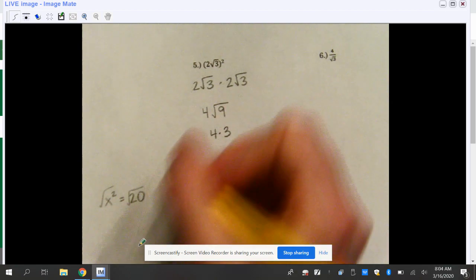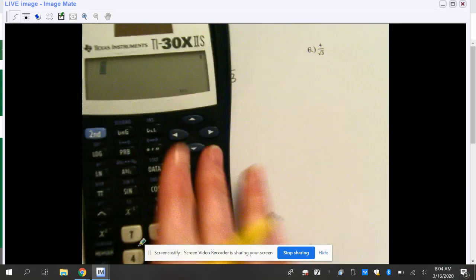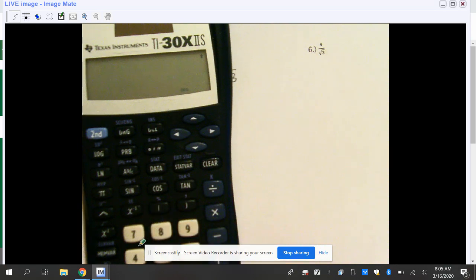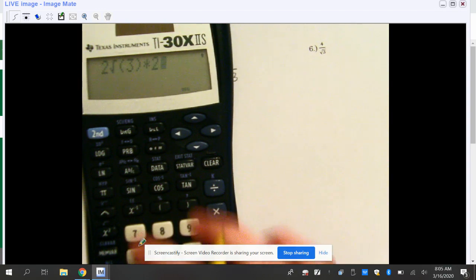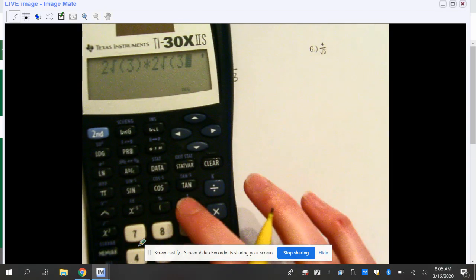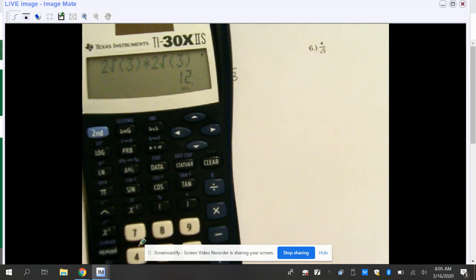And so this would be 12. And so when we type that into our calculator, you can really just type in 2 radical 3 times 2 radical 3. Just make sure you close the parentheses after that. You still get 12. So if you're not 100% sure, just type it into your calculator.